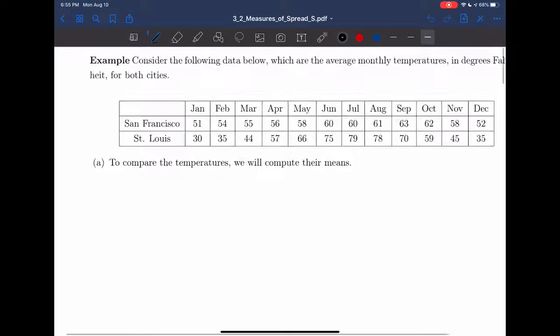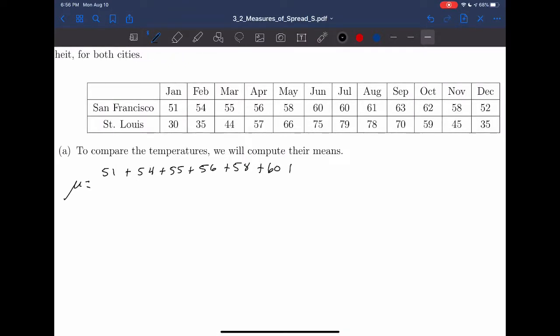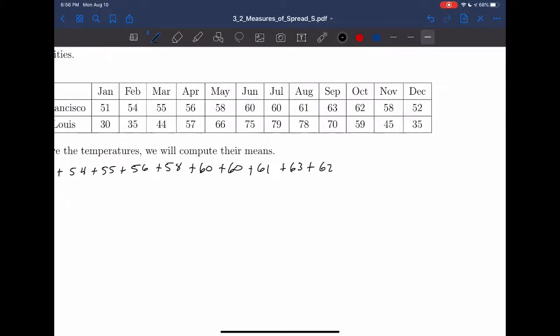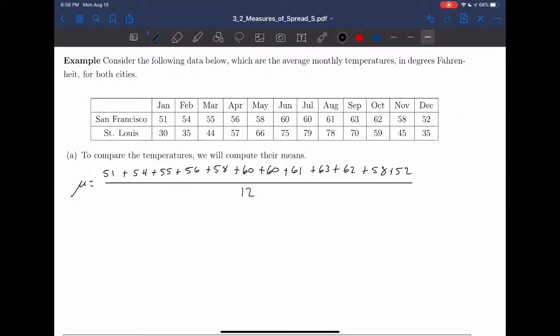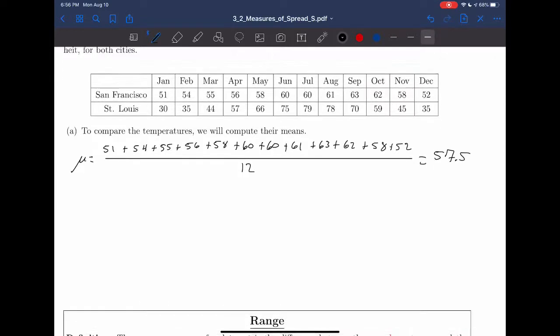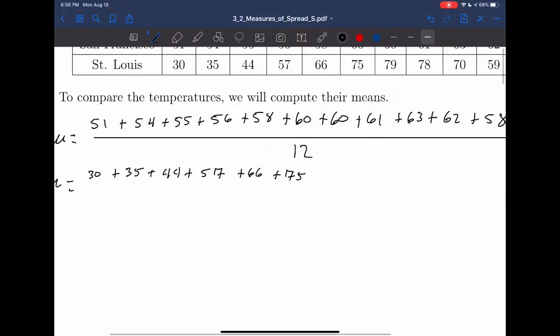From the previous section, this should be pretty fast. Let's consider the population mean for San Francisco. Remember, we have to add up all of our data values and divide by the number of observations in your data. So the mean temperature for San Francisco is 57.5. Now we do the same thing for St. Louis. You find the mean by adding all the values and dividing by 12.